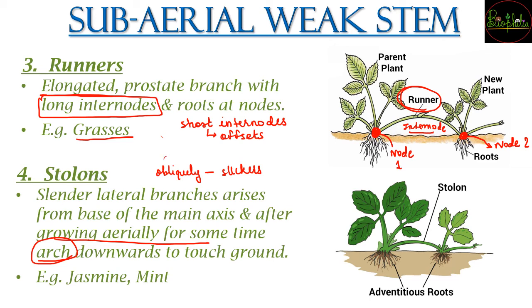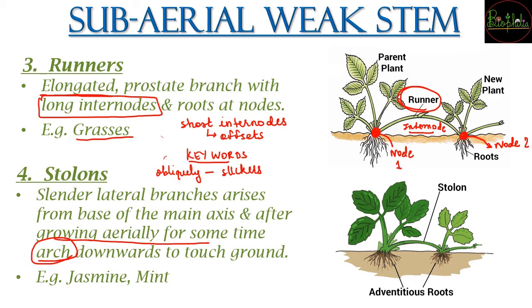So keyword क्या है यहाँ पे? Keyword is going to be your obliquely. So obliquely is for suckers. Stolons के लिए these are going to be arched downwards or grow aerially for some time. So all these little things that you need to remember, as well as to remember the examples of this description.